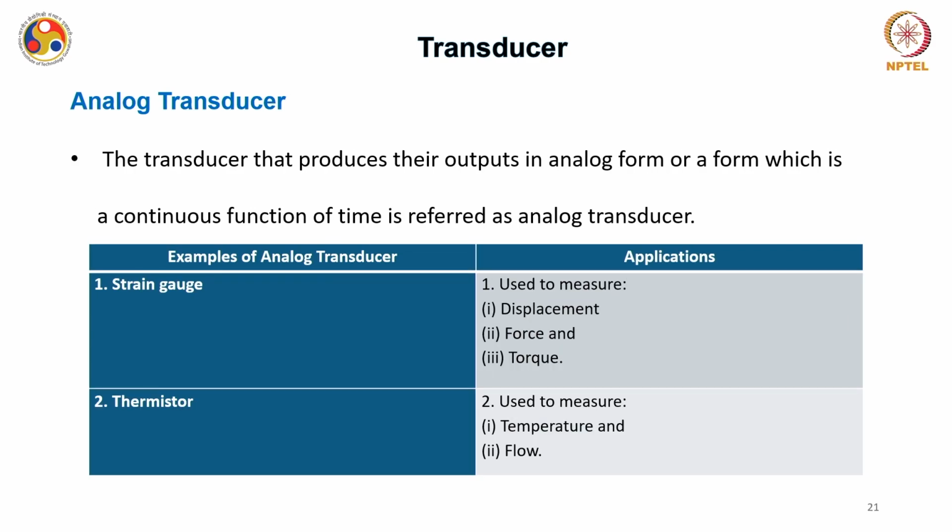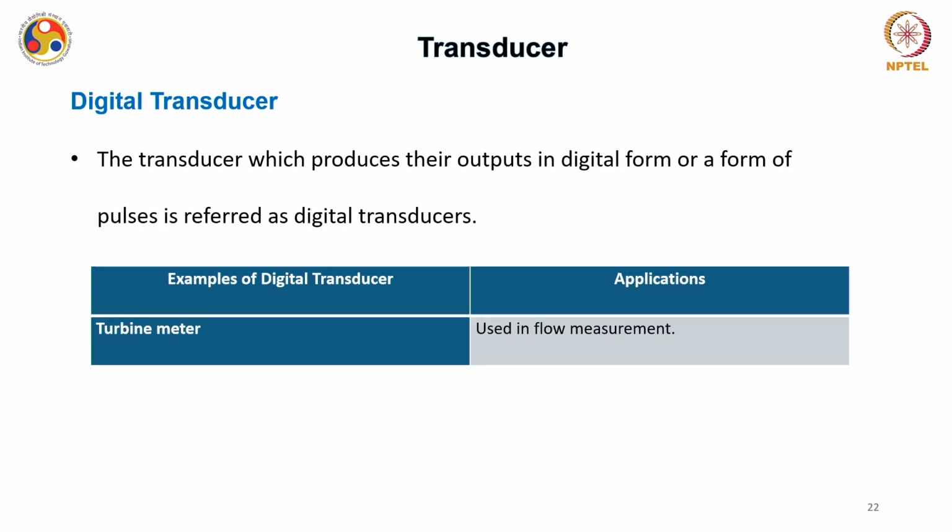Then we have analog and digital transducers. The transducers that produce their output in analog form, or a form which is a continuous function of time, are referred to as analog transducers. Okay, and a good example is a strain gauge, which is used to measure displacement, force or torque, and even the continuous variation of displacement can be seen as a continuous signal output from the strain gauge. Similarly, the thermistor is another kind of analog transducer, used for the measurement of temperature or flow, and the output is in the form of a continuous and not discrete signal.